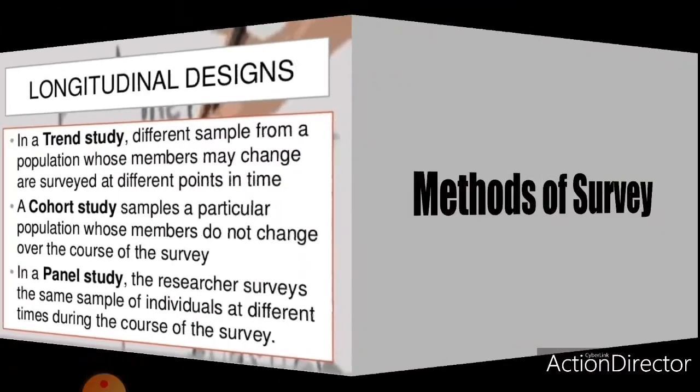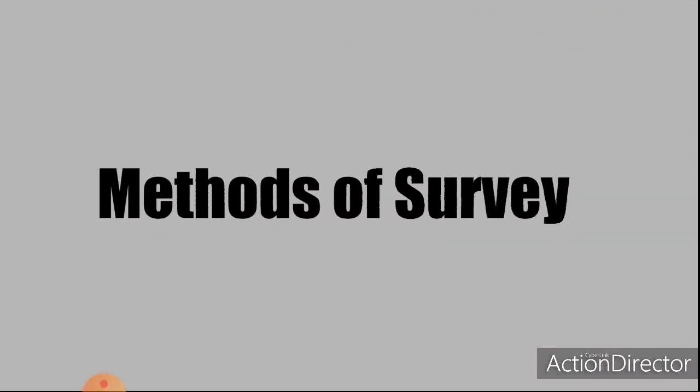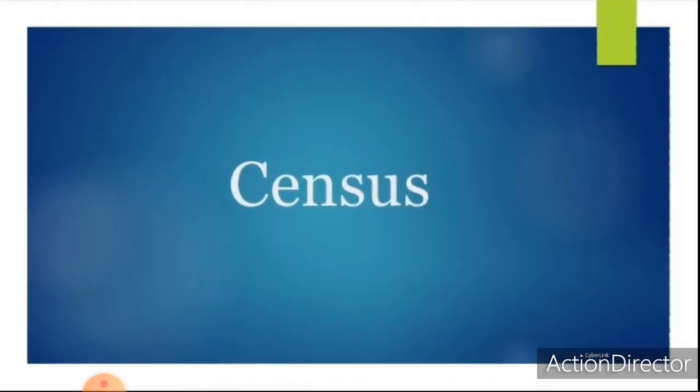Now moving to the next topic, that is methods of survey. There are mainly two methods which are used in survey. They are census method and sample method. So first we can discuss census method. When a researcher conducting a research studies the entire population, this method is known as census method. In other words, census method involves a complete study of all units of the population.